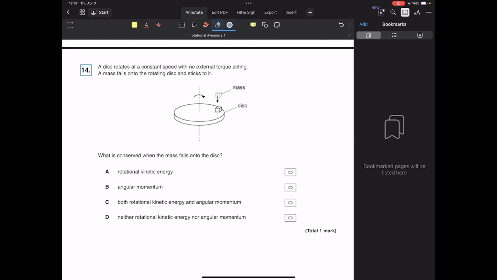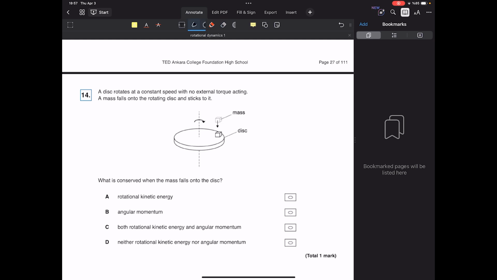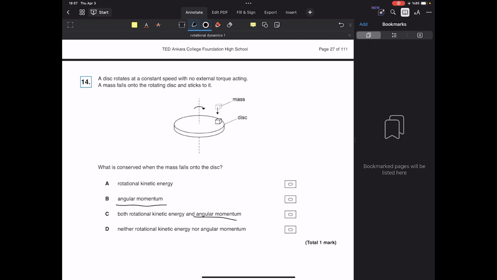I'm also just going to quickly solve this problem as well, because it might get confusing for some people. So here a mass falls on top of a disk and no external torque is acting. Now this tells you that angular momentum has to be conserved. So it can be either B or C. Now the thing is, it sticks to the disk, and this means that rotational kinetic energy cannot be conserved. So the answer is B.